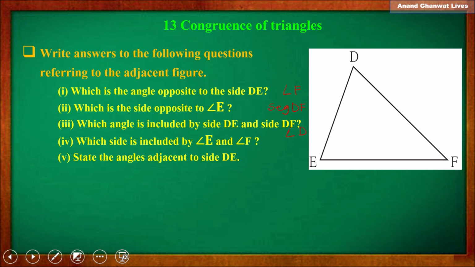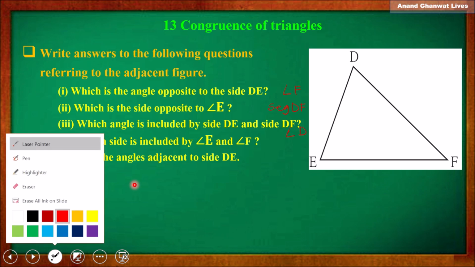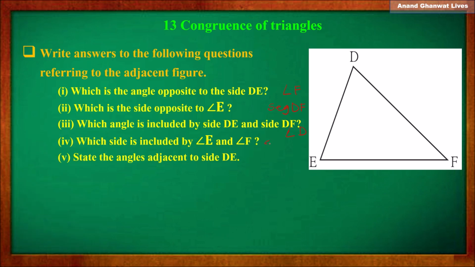Now next question, which side is included by angle E and angle F? Angle E is here, and angle F is here. So which side is included by angle E and F? Yes, segment EF. Side EF is included by angle E and F. So the answer is segment EF.